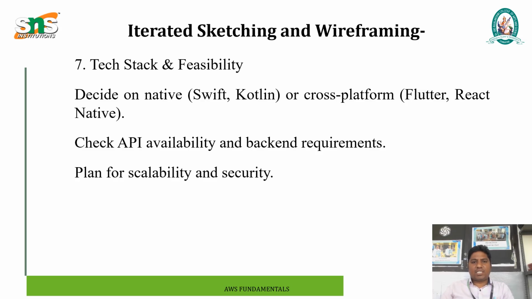The seventh one is tech stack and feasibility. Decide on native, for example Swift and Kotlin. We develop Android applications using Kotlin. Or decide on cross-platform, for example Flutter and React Native. These are two examples of cross-platform tech stacks. The second one is to check API availability and backend requirements, and plan for scalability and security.